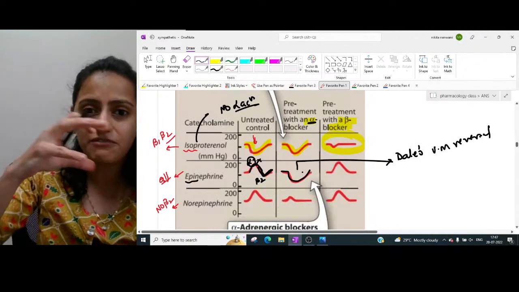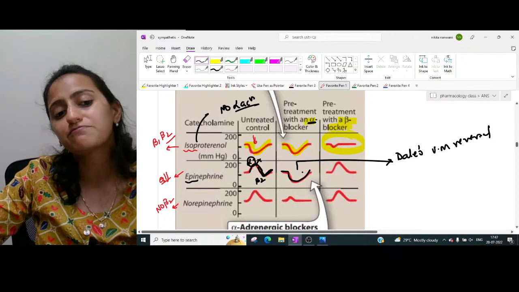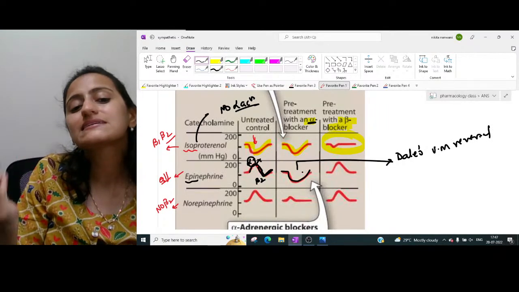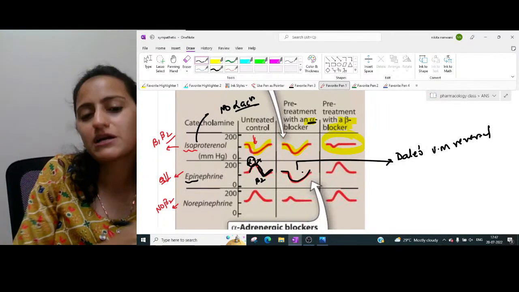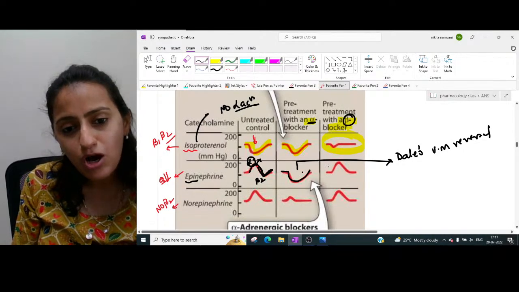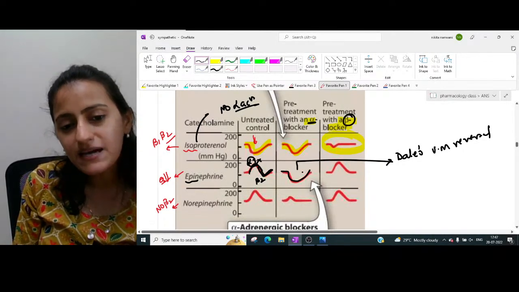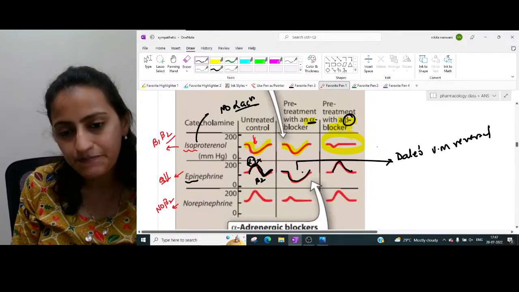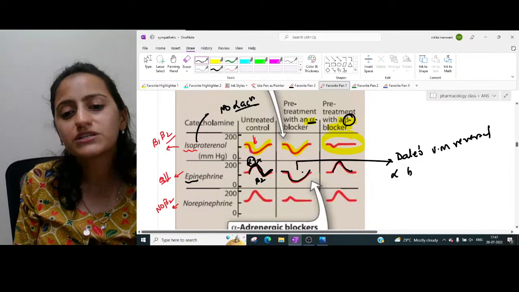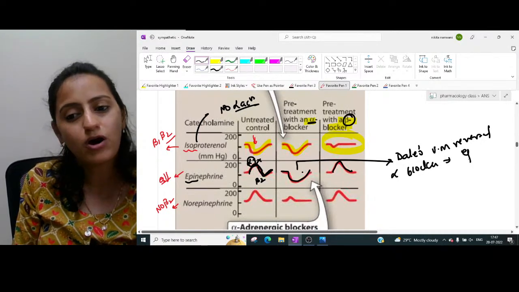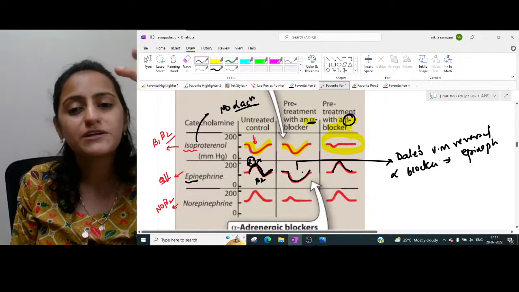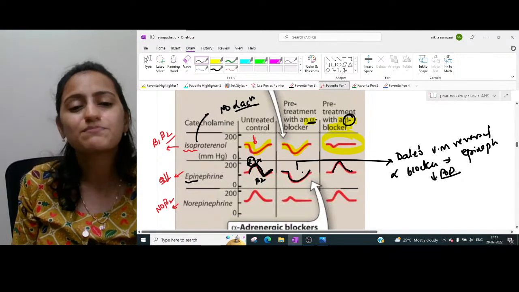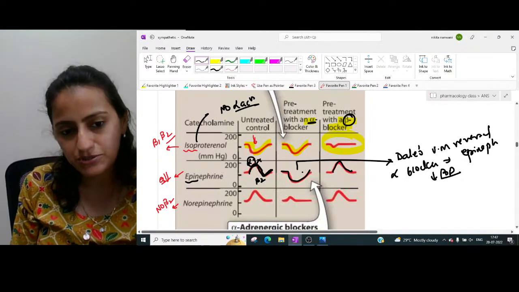If you give an alpha blocker and then give epinephrine, there will be a decrease in blood pressure rather than an increase. If you give a beta blocker, the initial response will be there, the later response will not be there. So only the increase in blood pressure will be seen. So remember that Dale's vasomotor reversal is basically if you give an alpha blocker and then you give epinephrine, it only causes a decrease in blood pressure. There's no increase in blood pressure.